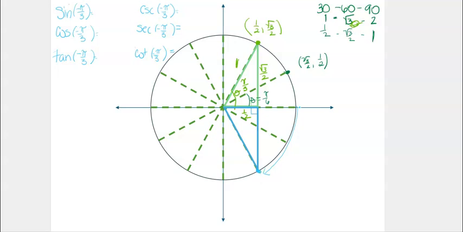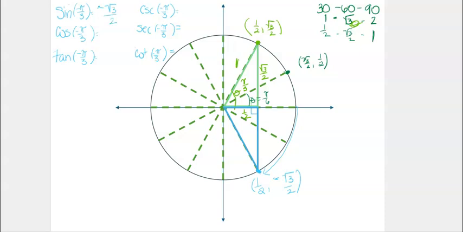Now, it's equivalent to negative 60 degrees, so I'm going to have the same 1/2 as my x and square root of 3 over 2 as my y. However, my y is going in the negative direction, so it will be negative square root of 3 over 2. Because sine of theta, or sine of t, is the y value, or y over the radius, which in the unit circle is 1, so it's just y. So the sine of negative pi over 3 is negative square root of 3 over 2.